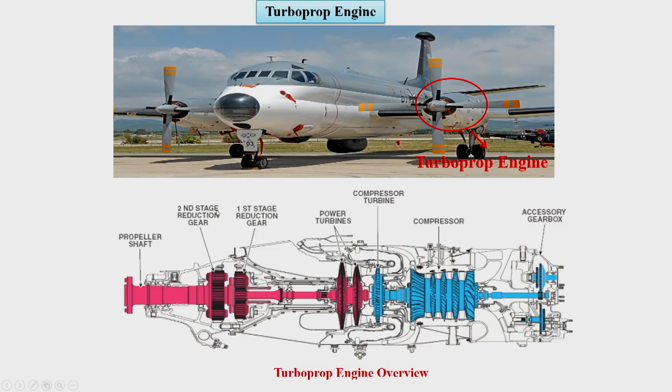Then we have a turboprop engine. In case of a turboprop engine, what we have is a propeller. Piston prop and turboprop are the same kind of engines, but in case of piston prop, we have an IC engine of piston and cylinder kind. Here in case of turboprop engine, we have a gas turbine power plant to rotate the propeller. The rest of the mechanism of thrust generation is similar.